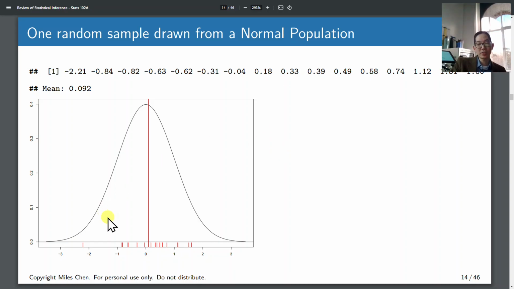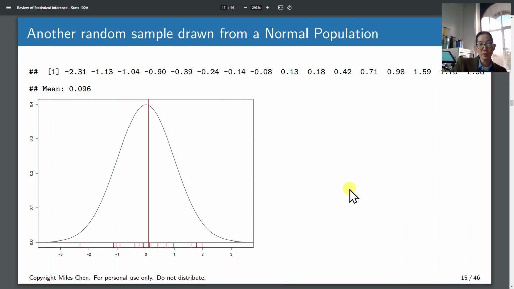So here is just a random sample. I drew this from the normal distribution. This is the rug plot. So I got negative 2.21, negative 0.84, negative 0.82, so these are two little red lines right next to each other, negative 0.63 and negative 0.62, again two little lines right next to each other, negative 0.31, negative 0.04, and then 0.18, 0.33, 0.39, 0.49, and so on and so forth. These are the different dots, and the mean of those values, I think I got 16 values here, is 0.092.